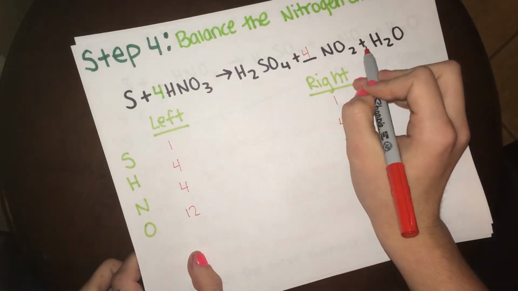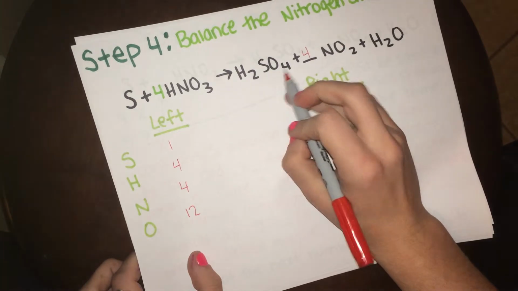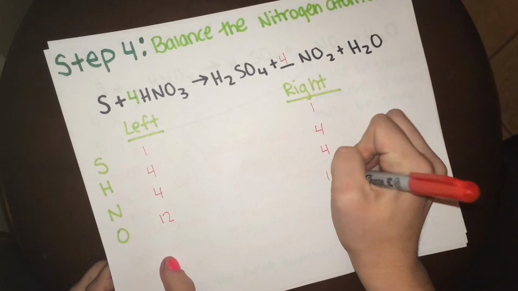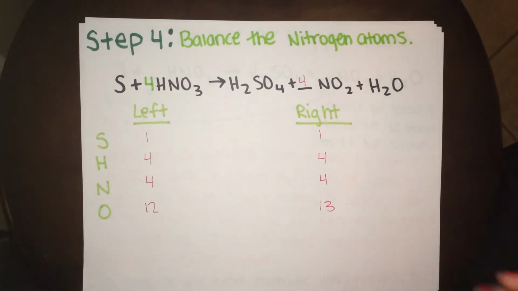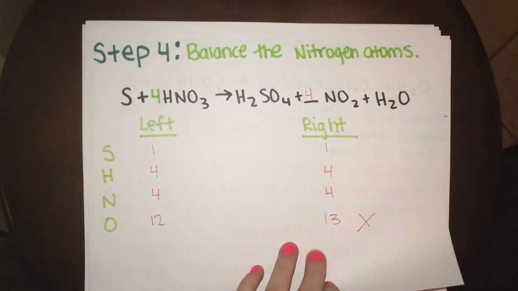4 times 2 is 8. So that makes it 12 oxygen because 8 plus 4 is 12 plus 1 more. So that means 12, 13. So you can see that everything's equal except for this one. Even though it's just one number away, it's still not equal. So we're going to have to change it even more to try to get the oxygen atoms equal.